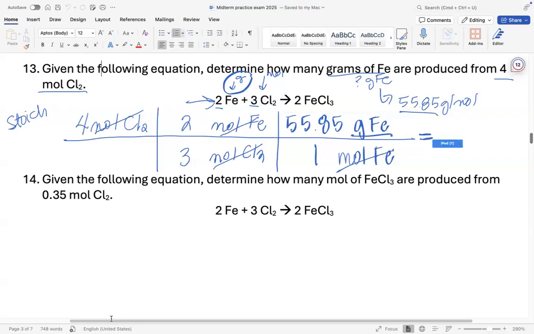So now I can multiply across. So 4 times 2 times 55.85 divided by 3 into my calculator. And you get 148.99 grams of iron. Questions? And so we multiply straight across the top and then divide on the bottom. Yes. Okay.